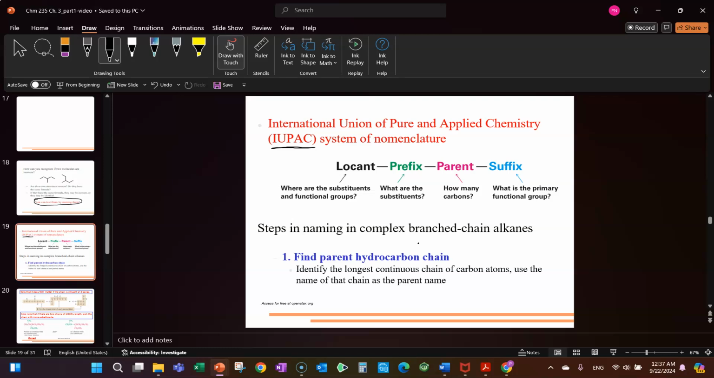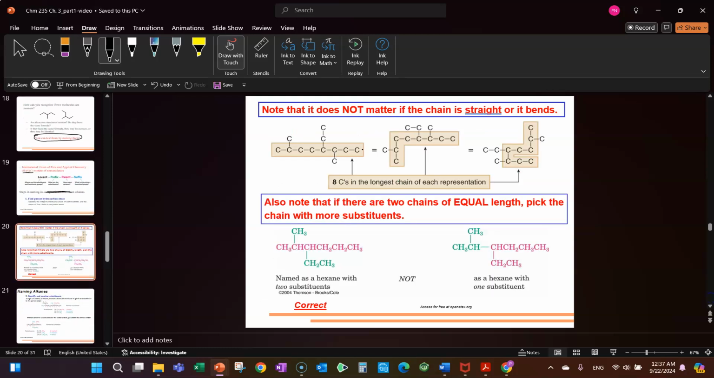So the different steps in naming the alkanes. It's not complex. First, find the parent hydrocarbon chain. You have to find the longest continuous chain of carbon atoms to be labeled as the parent. It doesn't matter if the chain is bent or straight. As long as it's a continuous chain of carbon atoms, you pick that as the longest one.